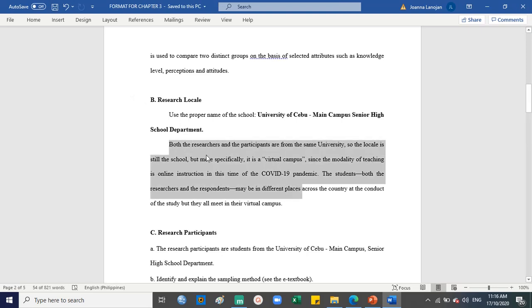So I included here that both the researchers and the participants are from the same university. So the locale is still the school, but more specifically, it is a virtual campus, since the modality of teaching is online instruction in this time of the COVID-19 pandemic. The students, both the researchers and the respondents, may be in different places across the country at the conduct of the study, but they all meet in their virtual campus. We have Kite Academy as our virtual campus, and we can also use Zoom or Google Meet in meeting virtually. So you specify that, but again it remains the same: it's University of Cebu because we have a virtual campus.